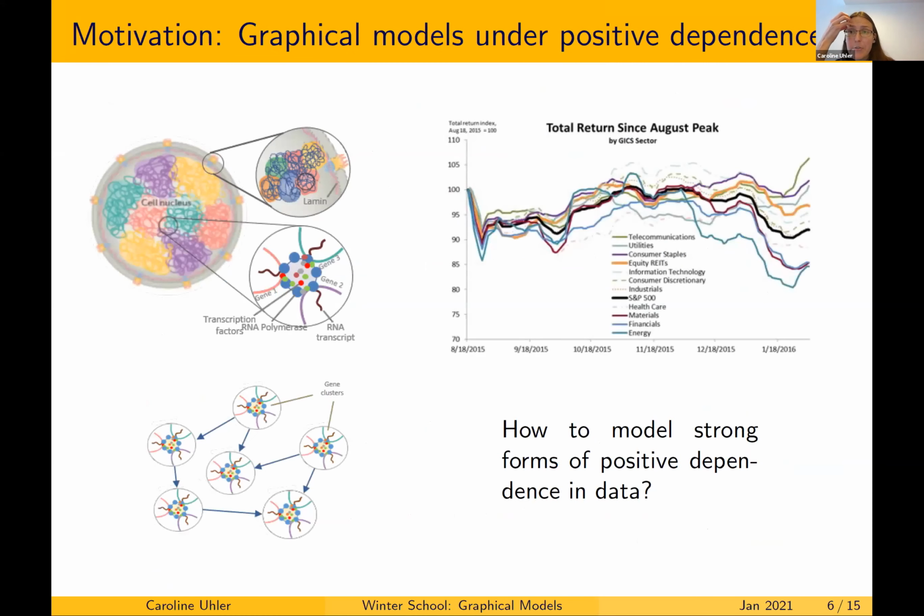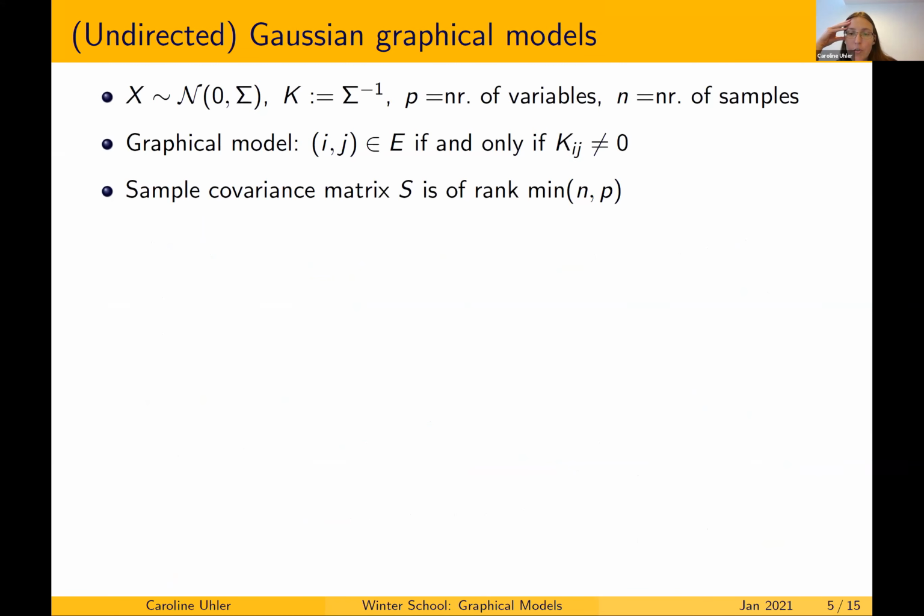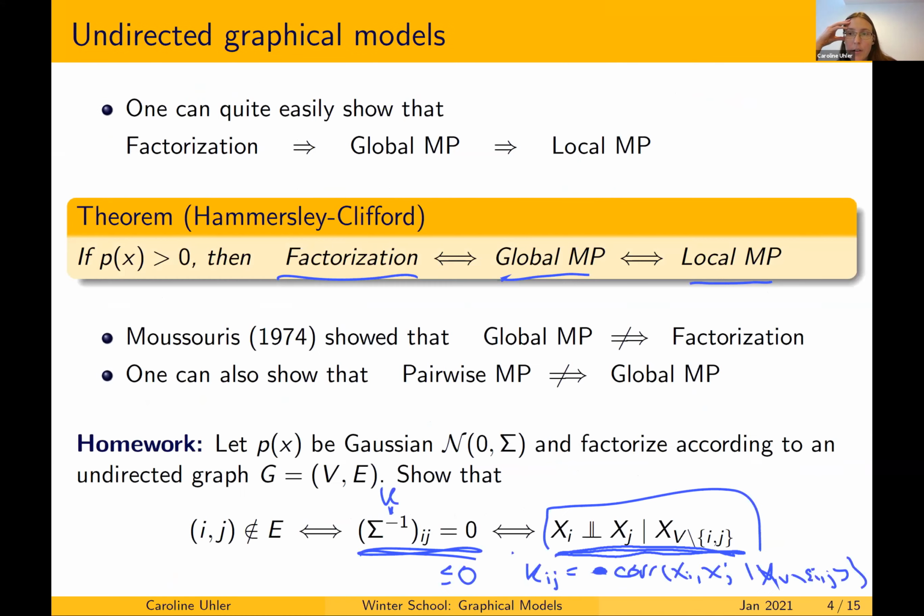So are there questions so far for this? Sorry, could you say what you mean by correlation of xi, xj? Do you mean the correlation of the two variables? And then what does it mean that you're given these other variables?